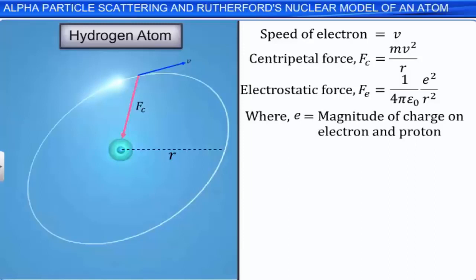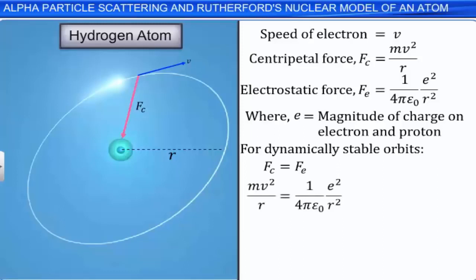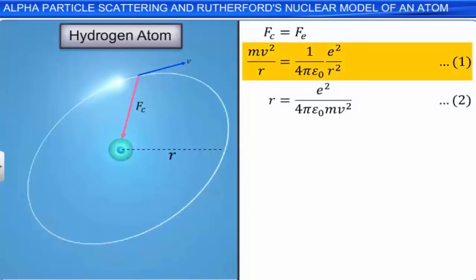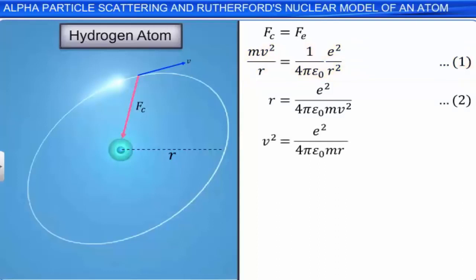But for dynamically stable orbits, Fc is equal to the electrostatic force Fe. Hence, mv²/r = 1/(4πε₀) × e²/r². Let this be equation 1. On simplifying equation 1, we get the radius r = e²/(4πε₀mv²). Let this be equation 2. From equation 1, we also have v² = e²/(4πε₀mr). Let this be equation 3.